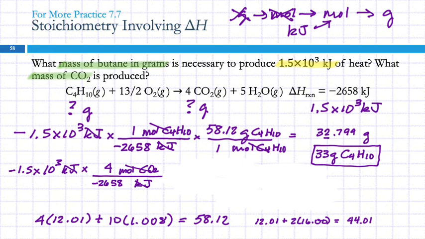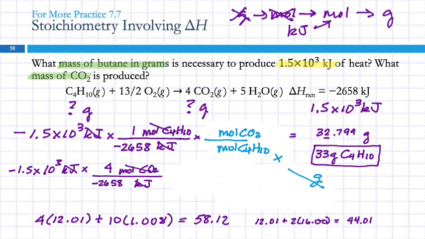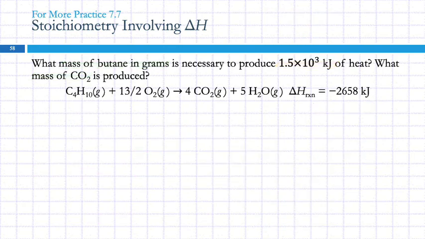Well, actually, since I can, get rid of that as well. And then put in here moles of CO2 to moles of butane. And then you're going to have to multiply by the mass. You can do that. It's just going to take you another step. 33 grams, 99 grams.